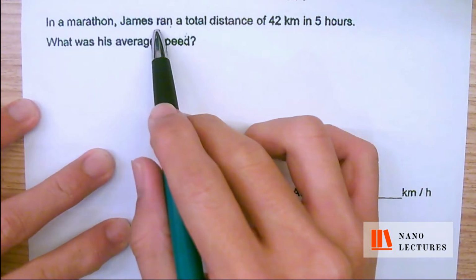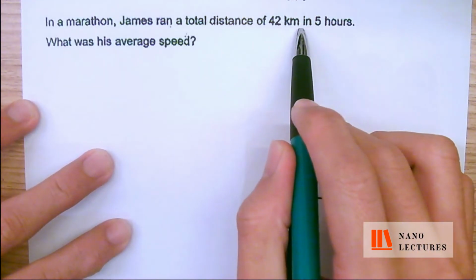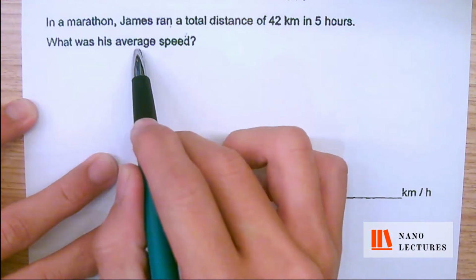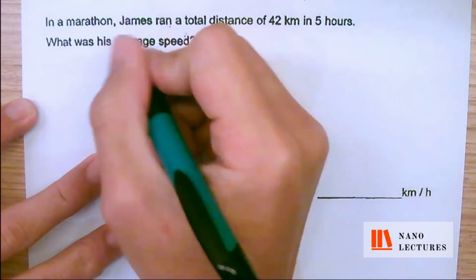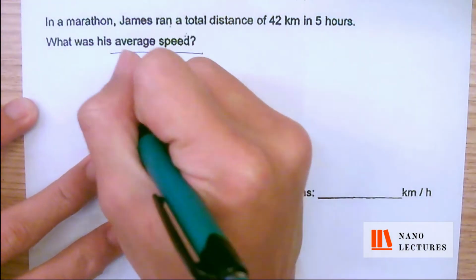In a marathon, James ran the total distance of 42 km in 5 hours. What was his average speed? Oh, this is actually quite simple, right? Average speed. So to find the average speed, the formula is this.